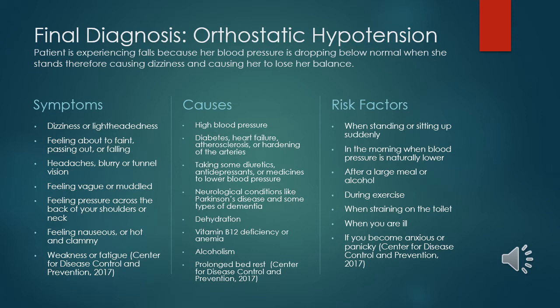Final diagnosis: orthostatic hypotension. Patient is experiencing falls because her blood pressure is dropping below normal when she stands, therefore causing dizziness and causing her to lose her balance. Symptoms include dizziness or lightheadedness, feeling about to faint, passing out, or falling, headache, blurry vision or tunnel vision, feeling vague or muddled, feeling pressure across the back of your shoulders or neck, feeling nauseous or hot and clammy, weakness or fatigue.